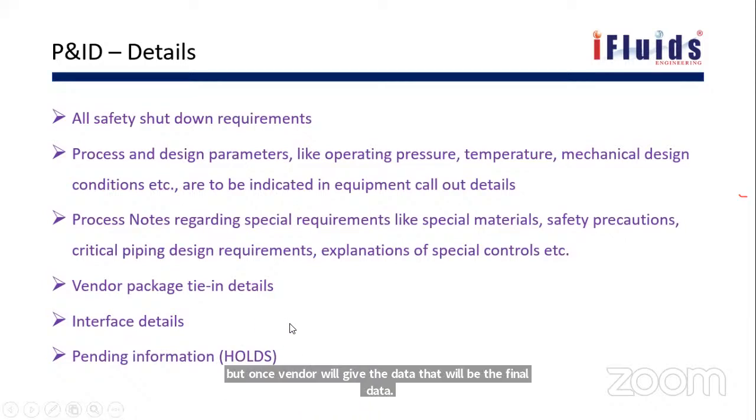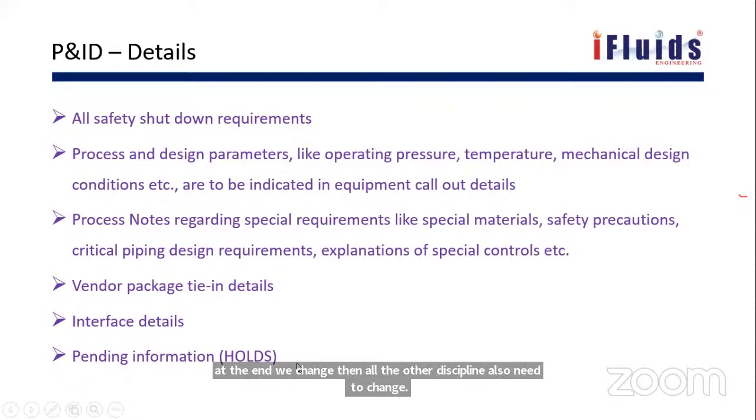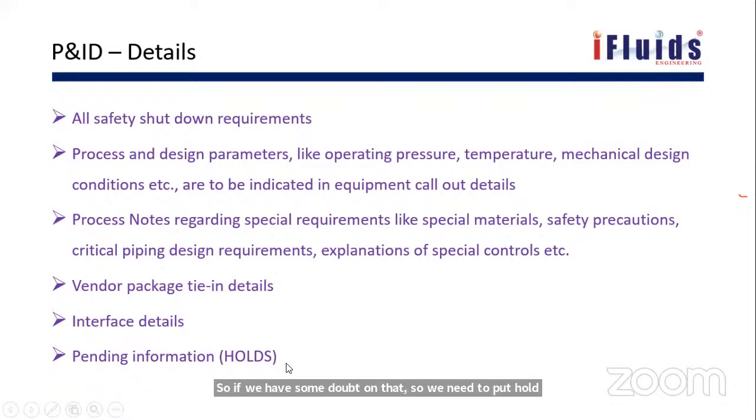So until we receive the vendor's final data, we need to keep some information on hold if we are not clear. If we give some information and all the other disciplines work on that particular information, and then finally at the end we change it, then all the other disciplines also need to change. So if we have some doubt, we need to put on hold whatever information we are not clear about and are waiting for input from another vendor or discipline, so that the other team will not go for a rework.